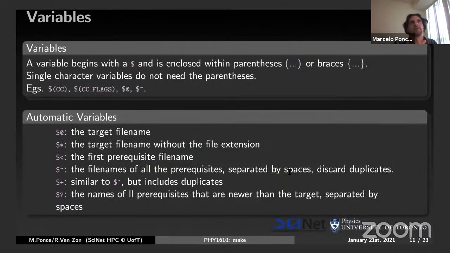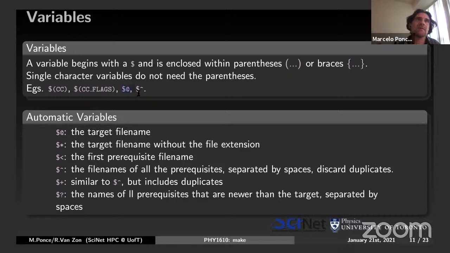Okay, so I had a few comments here. Some of these we have mentioned. Variables begin with $. This comes from the shell, but it has some add-ons in make. So it's enclosed by parentheses or braces. If you have a single-character variable, then you don't need that. That's why you write $CC for the C compiler, $C_flags for the flags that you will pass to the compiler.